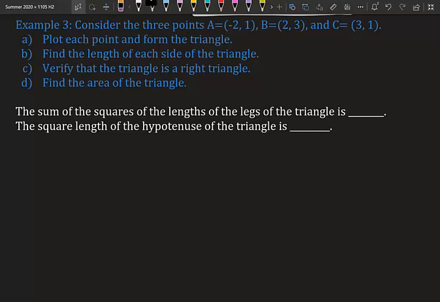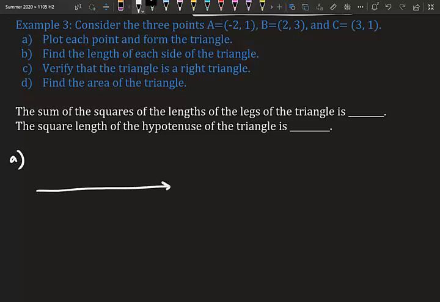Consider the 3 points. A is negative 2, 1, B is 2, 3, and C is 3, 1. Let's plot each point and form a triangle. We'll figure out the rest later. So let's plot the points and form a triangle. Plotting the points, that represents a coordinate plane. So if I look at my x's I have negative 2, 2, and 3. So those are the only x's I'm going to have on my coordinate plane.